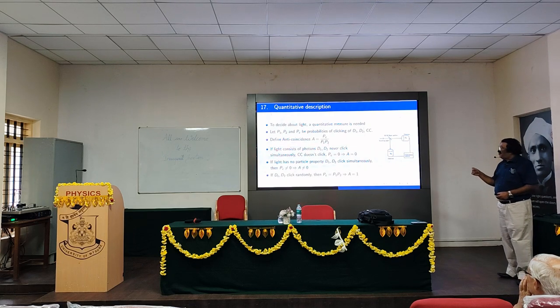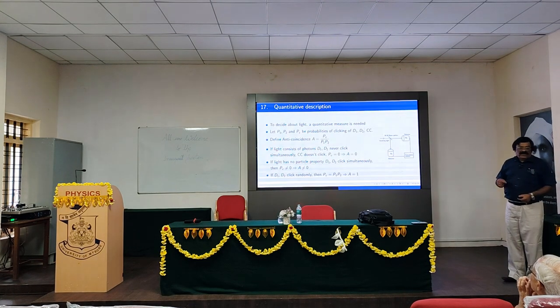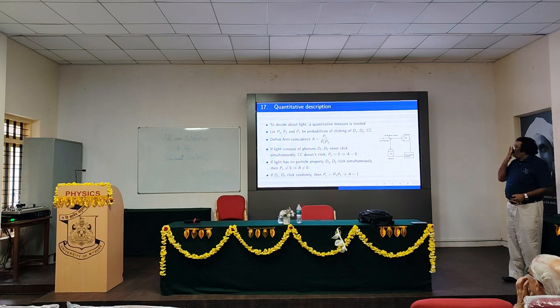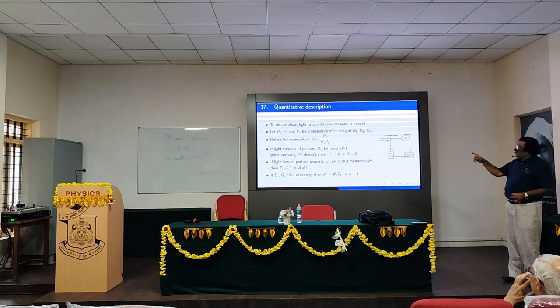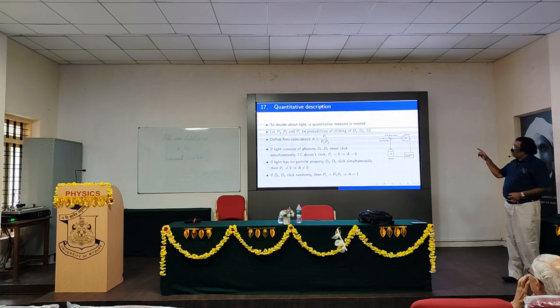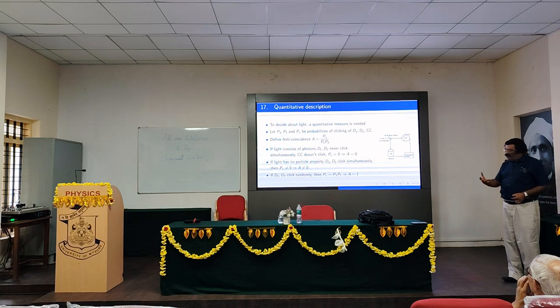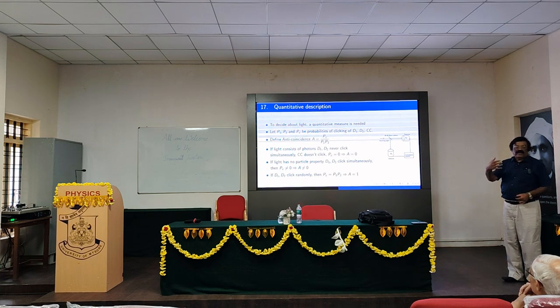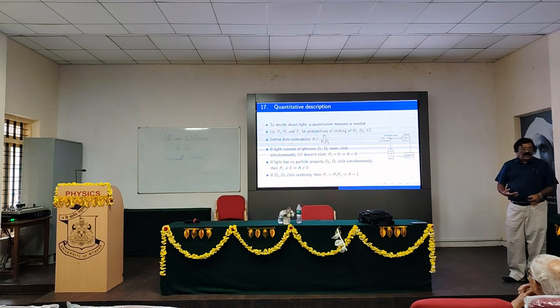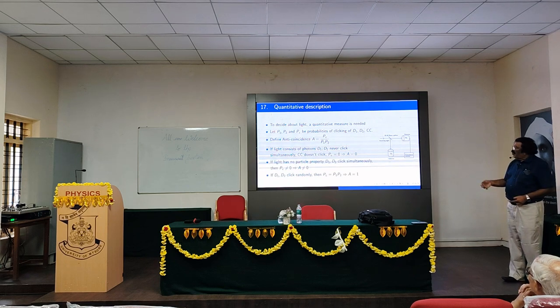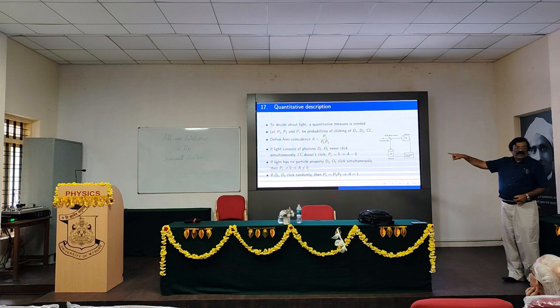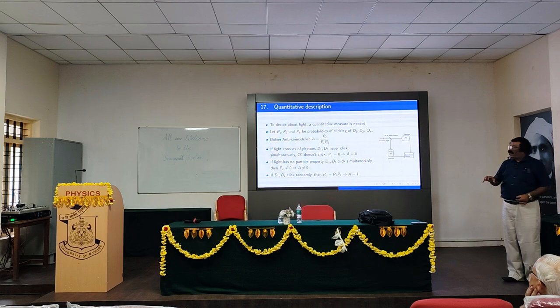To decide about light, a quantitative measure is needed, not a qualitative way of telling this. So how do we give a quantitative measure? Let P1, P2, PC be the probabilities of clicking of D1, D2 and CC. Probability of clicking means the number of favorable trials divided by the total number of trials; that gives the probability P1. So we define the anti-coincidence parameter. This is the quantitative measure. It is given by A = PC / (P1 P2).